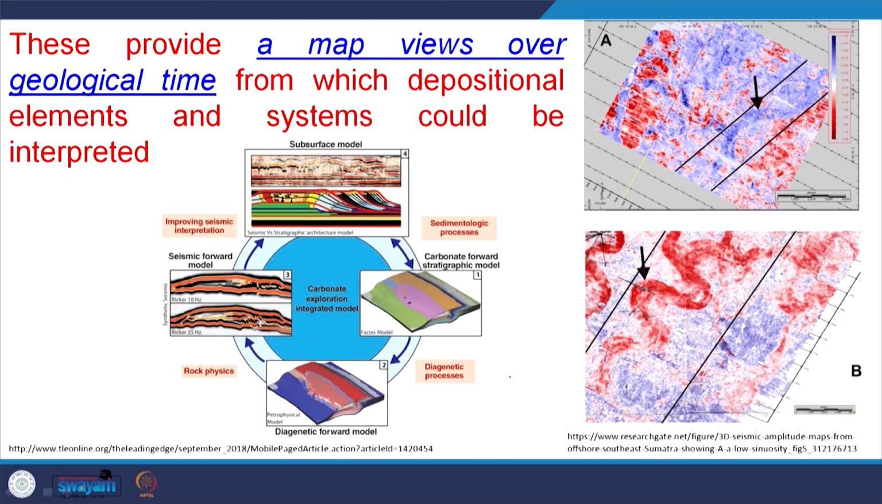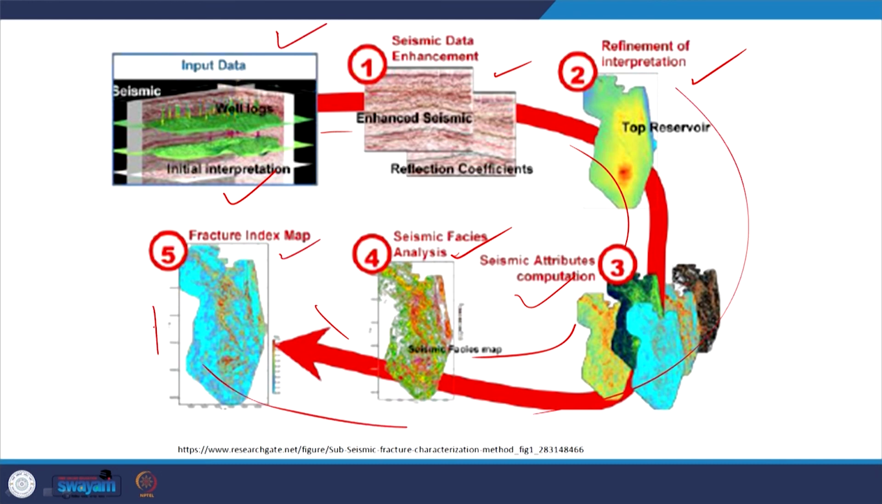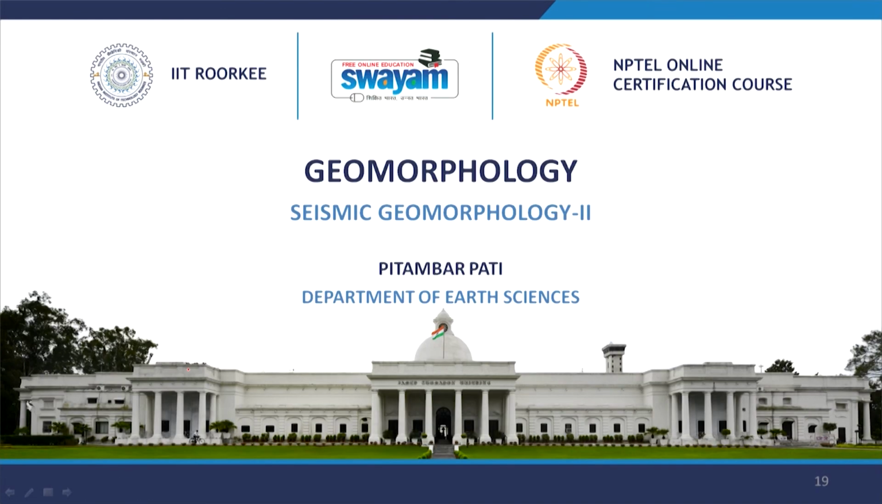So, this provides a map view over geological time from which depositional elements and systems could be interpreted. So, this is the sequence of how things work. We have seismic data input, then seismic data enhancement, then refinement of interpretation, then seismic attributes, then seismic phase analysis, then the fracture index map. So, starting from the input data, how we come to interpretation, that is the process.